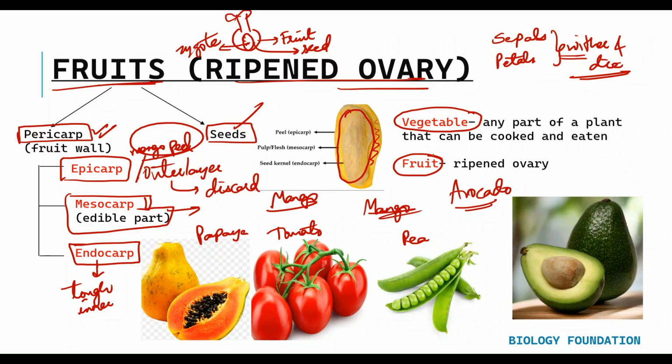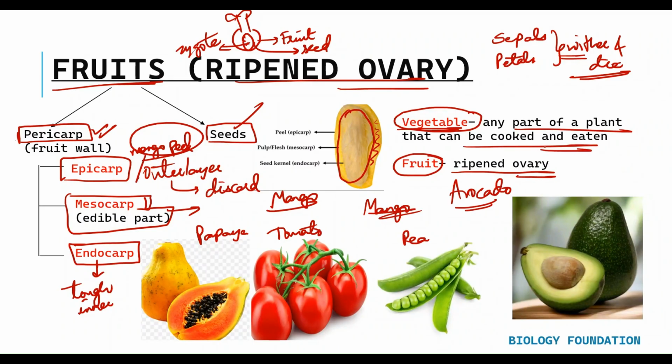In science or in biology, when I use the term fruit, that means it is the ripened ovary part, or I can say it is the product which is formed after fertilization. After successful fertilization in plants, ovary develops into fruit. Then what is vegetable? It can be any part of the plant. Vegetable can be a leaf. For example, in spinach plant, the leaves are used as vegetable.